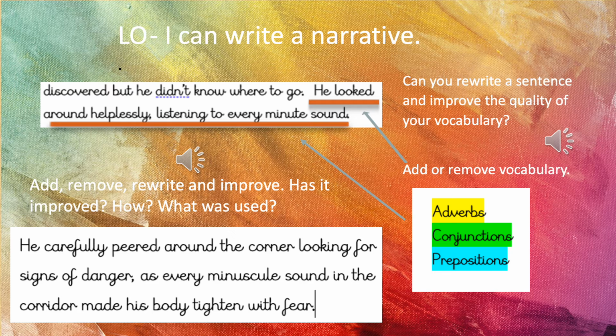So down the bottom, I've changed that sentence into the one down in more detail. You can tell there's more detail just by looking at the size of it. It says, he carefully peered around the corner looking for signs of danger, as every minuscule sound in the corridor made his body tighten with fear. So I've tried to create more tension, more nervousness, more excitement. Have a go. Can you create a sentence that adds that extra bit of impact on the reader? Maybe excitement, fear, danger.